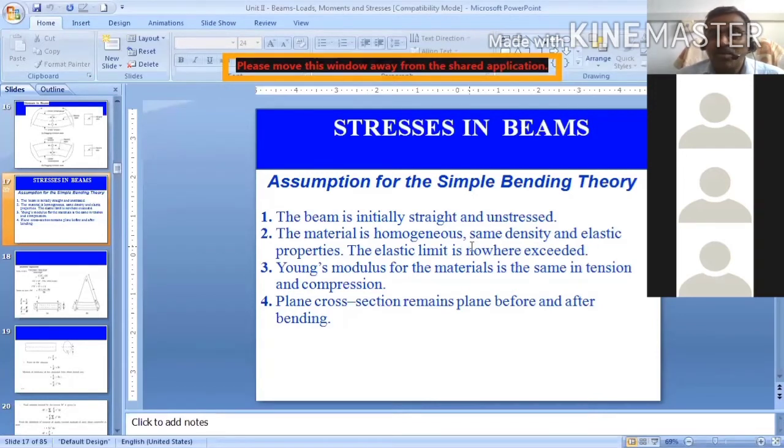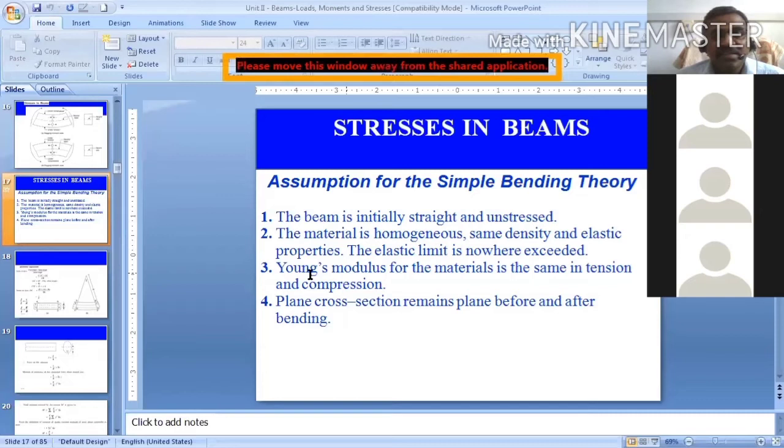The material is homogeneous. That means the elastic properties, that is Young's modulus and density, are uniform at all points and in all directions: x direction, y direction, z direction. In all directions and all positions, the material properties are the same. So it is called homogeneous.